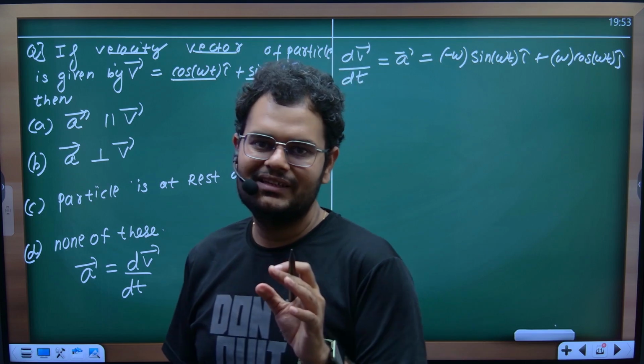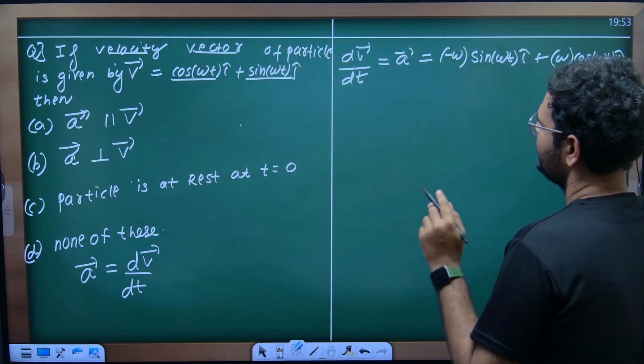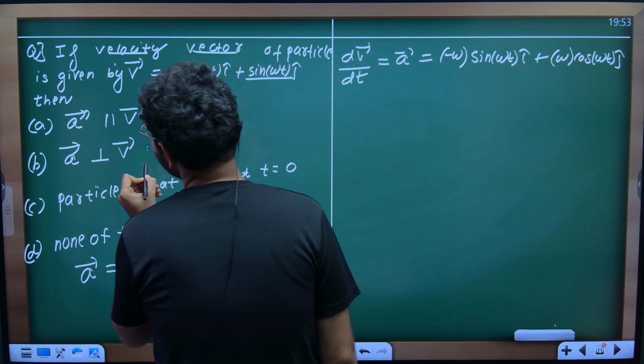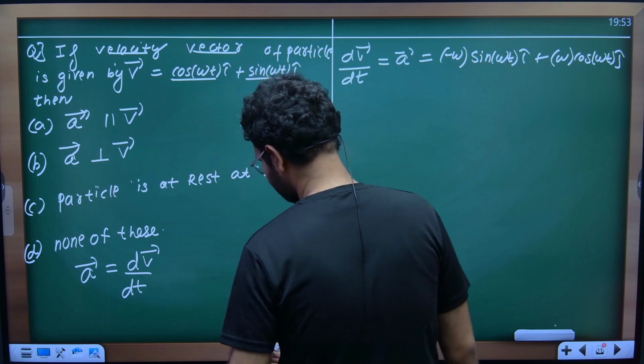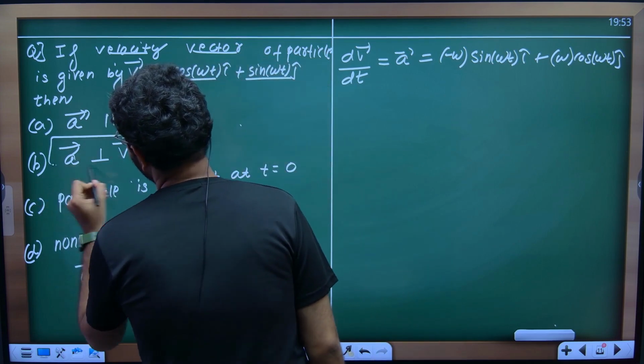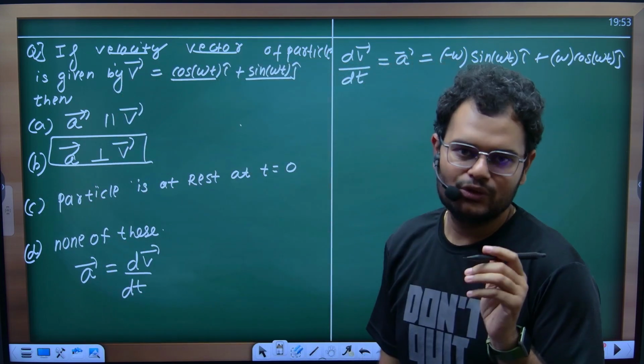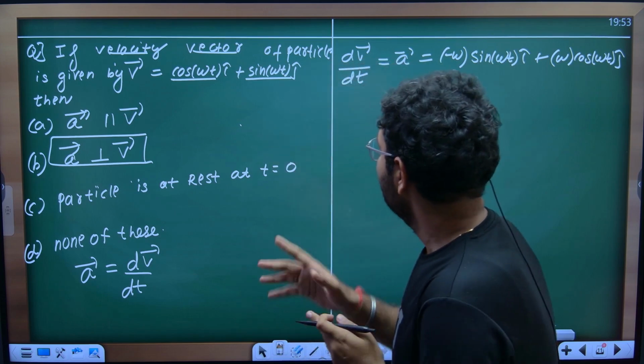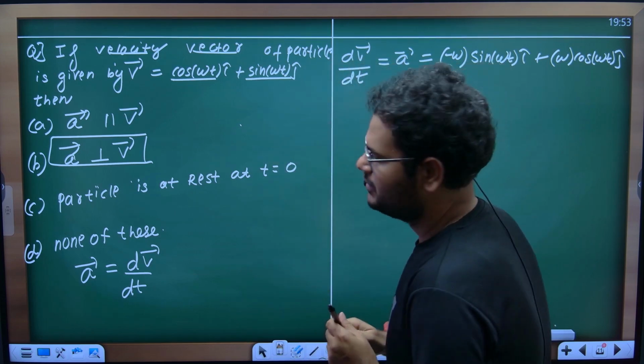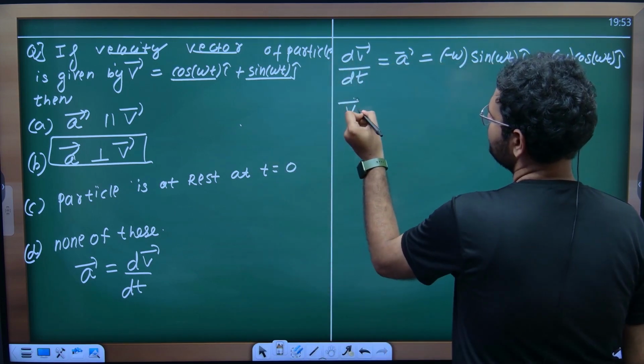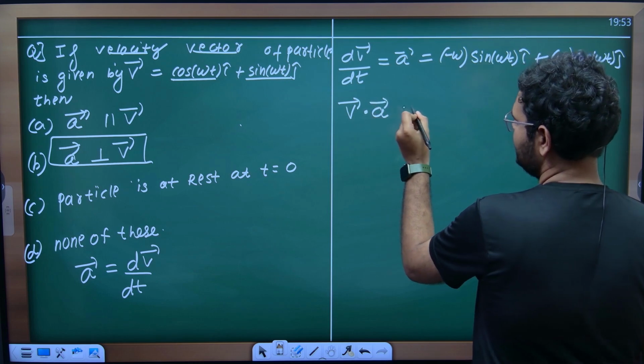So what I'm saying is, you do one thing. Always remember, whenever you find such option, what kind of option, sir? This option, if you find acceleration is perpendicular to velocity, you do dot product of this. Check what is dot product. If I do dot product, sir, why are you doing dot product? I will tell you. Wait.